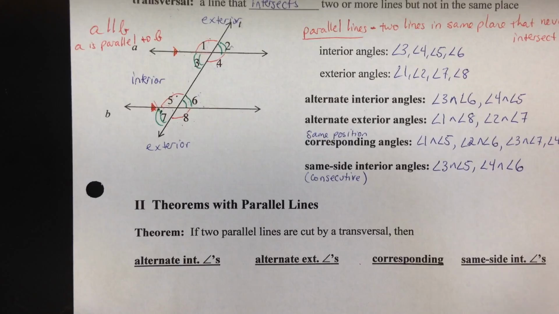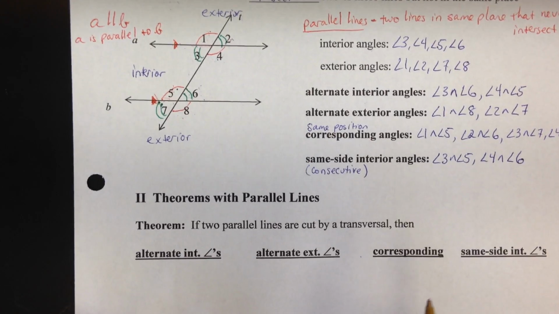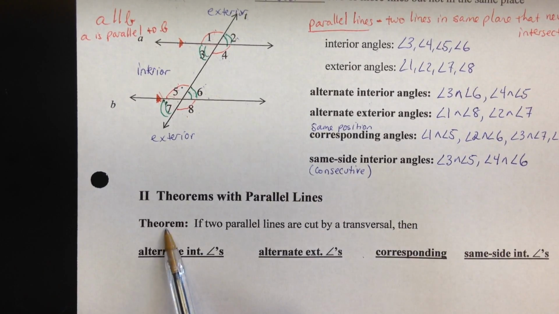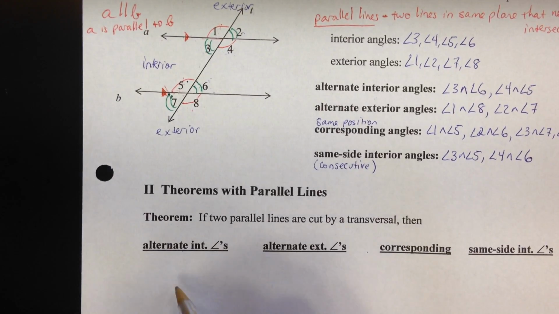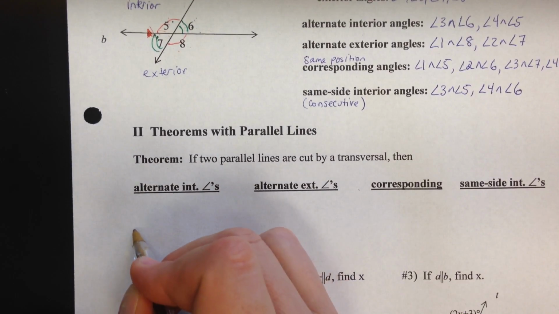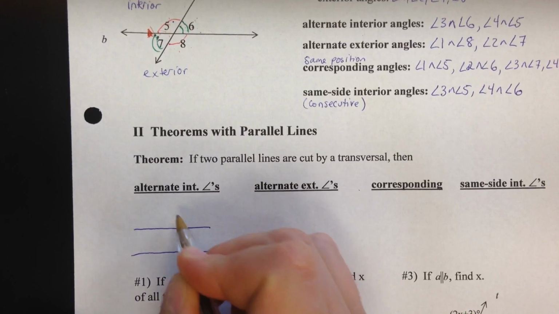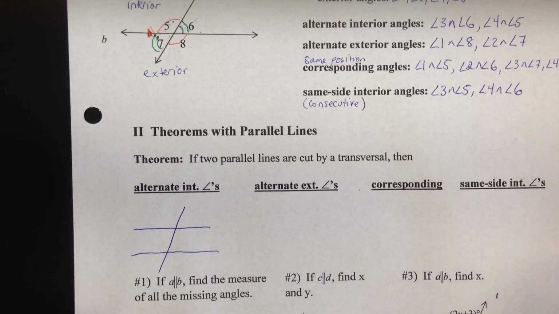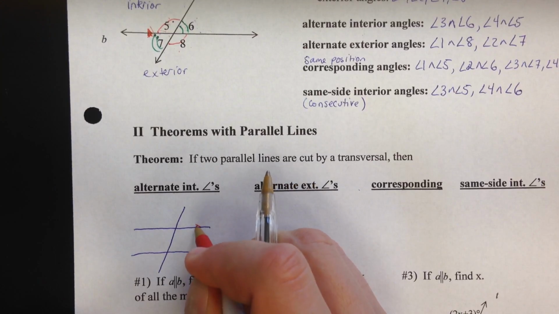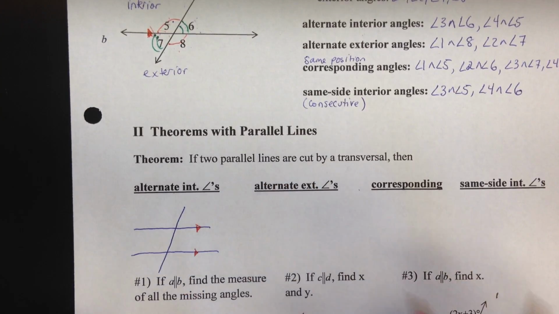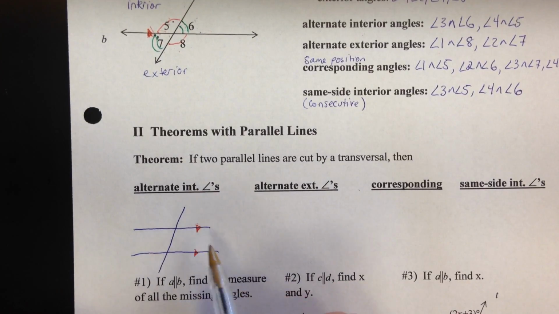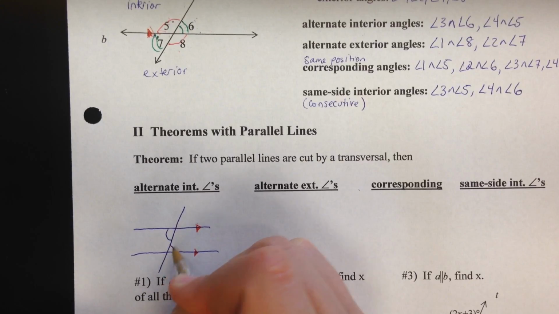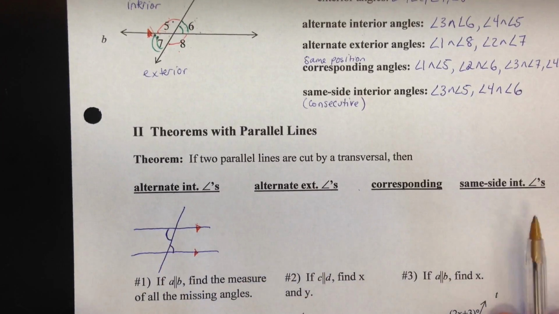All right, now let's summarize these individual situations. So we've got theorems here. A theorem is a rule that we can prove. If two parallel lines are cut by a transversal, then the alternate interior angles, I'm going to draw two lines cut by a transversal. Now to show that they're parallel, I'm going to label, that symbol there means parallel. The alternate interior angles would be like these two right here. Those two angles would be congruent.